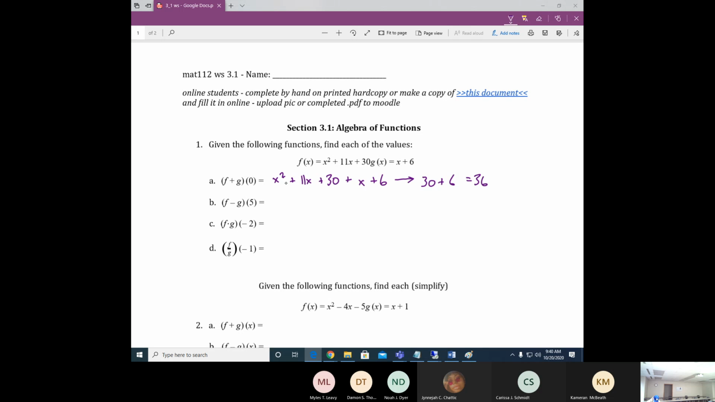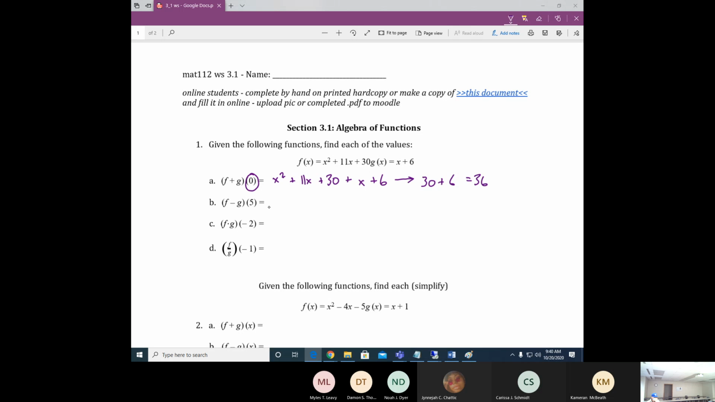I don't have to do all this, although if I would like to, I can say f plus g would be x squared plus 12x plus 36. But I don't even need to do that. If I'm asked to evaluate it at a particular point, especially when x is 0, that makes it so easy. I can just say, oh, when x is 0, I know what I get out of this function.